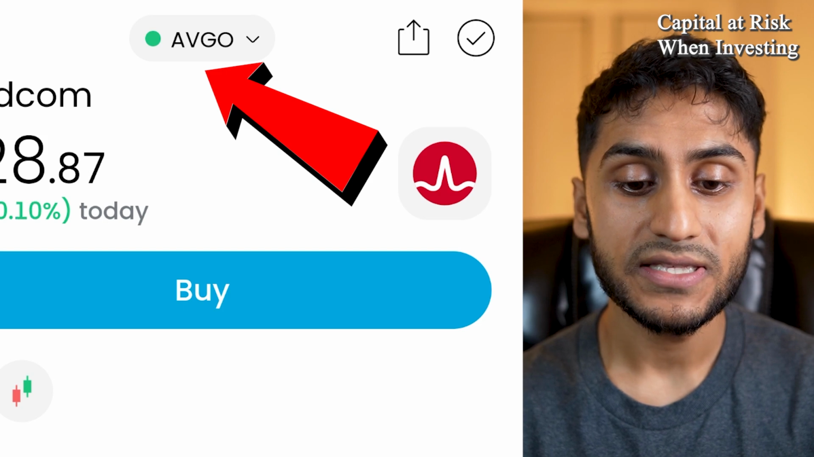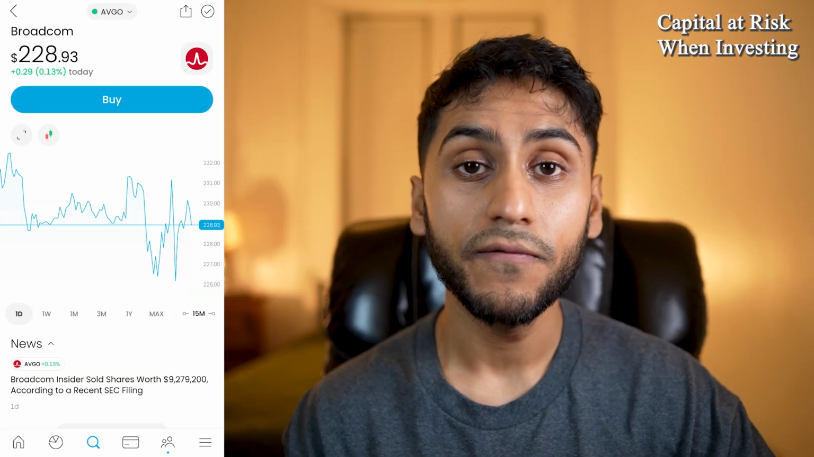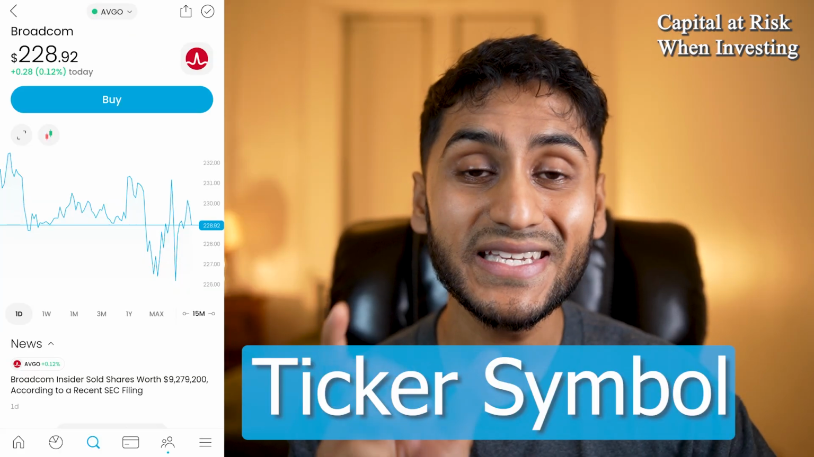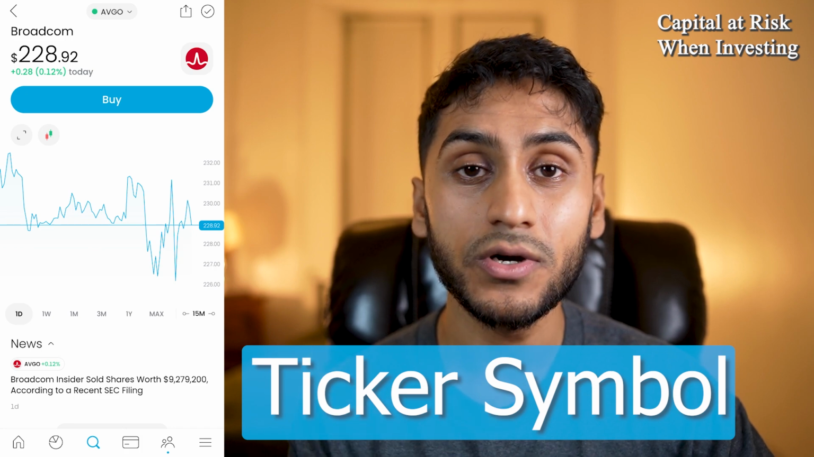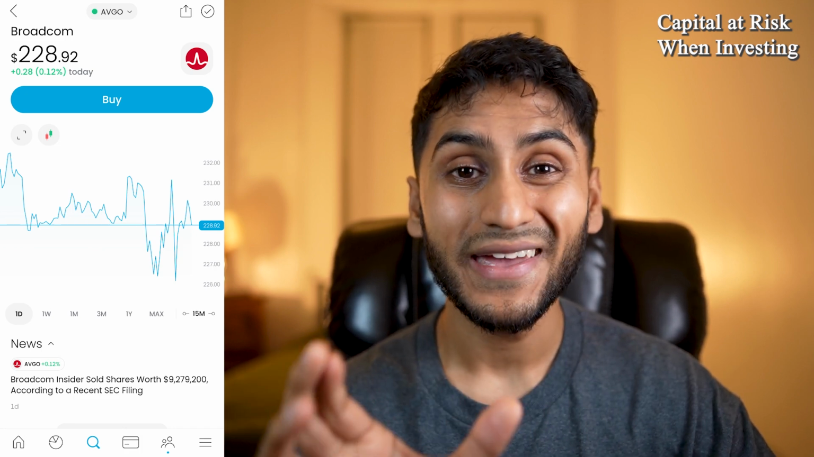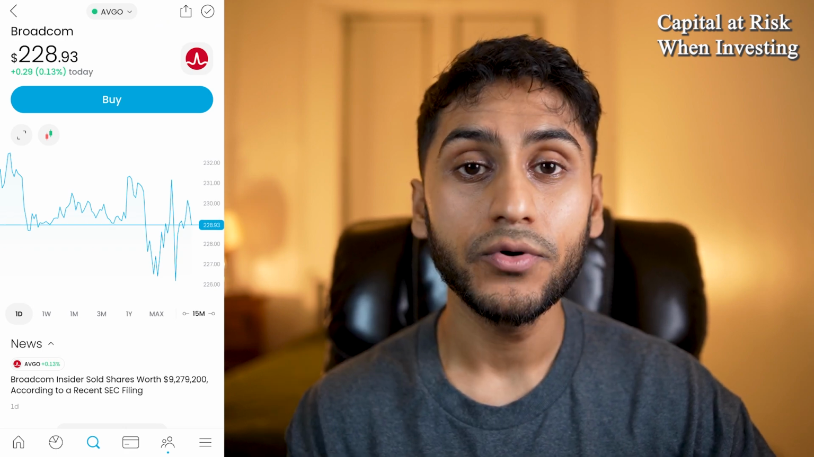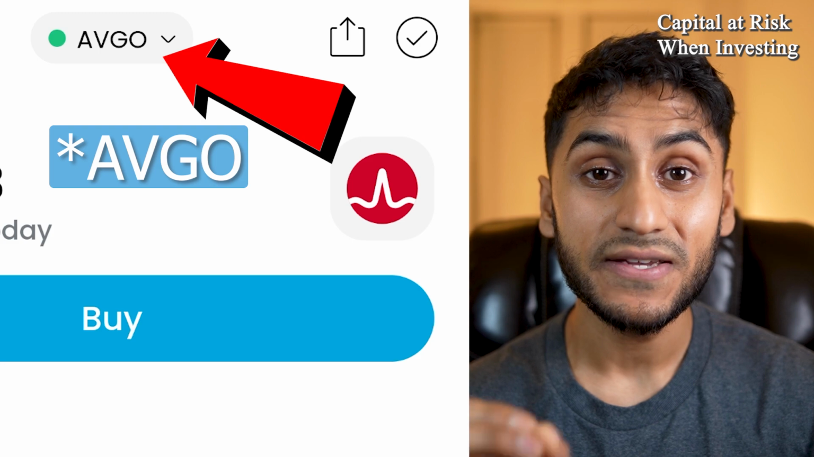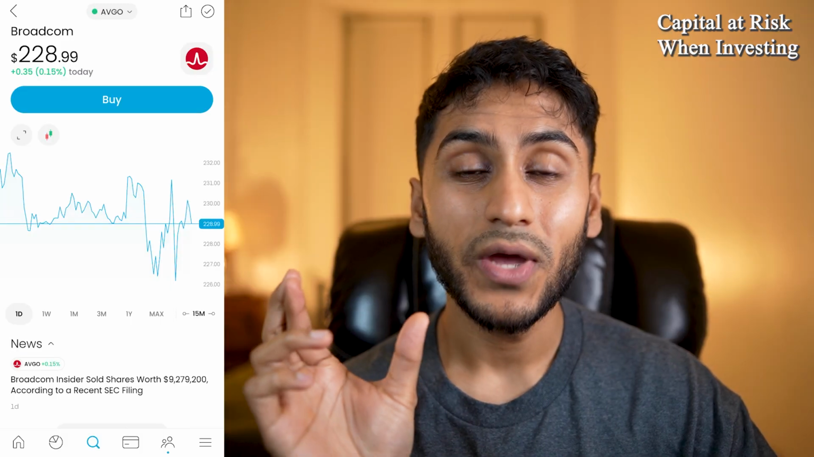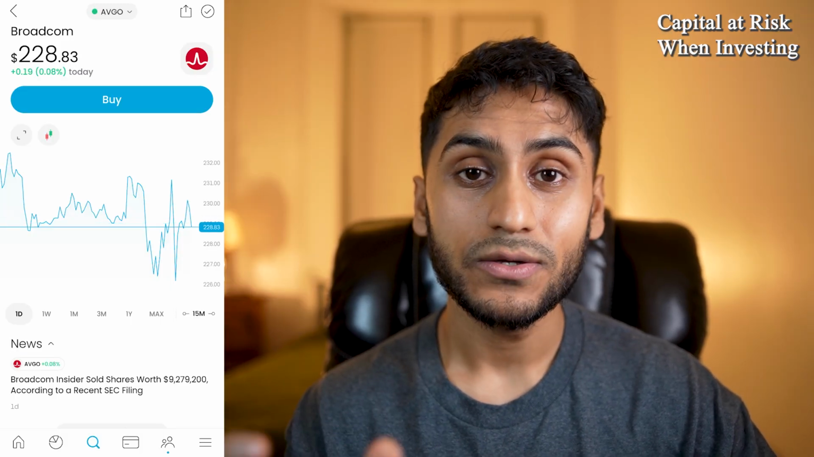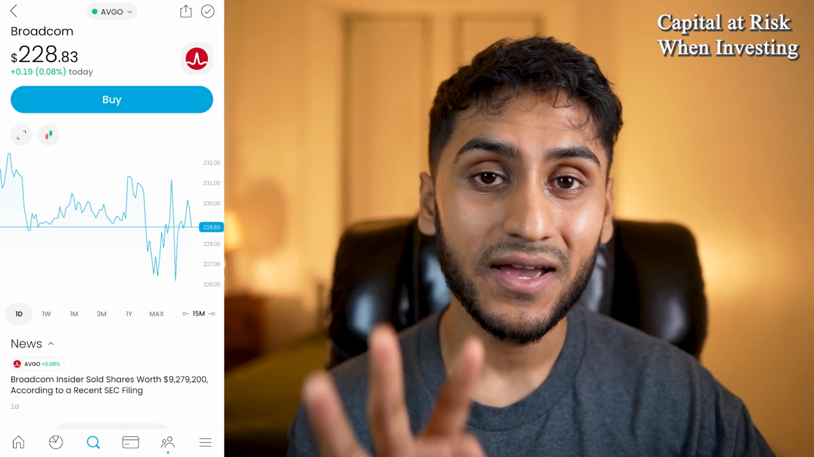On the top here, as you can see, if I click here, there is a 3 or 4 character, what we call a ticker code, and each individual stock, share, or ETF will have its unique ticker code that will help you identify the company. For example, with Broadcom, it is AVGO. So if we type that into any stockbroker or Google Finance or anything like that, we can identify the specific stock.